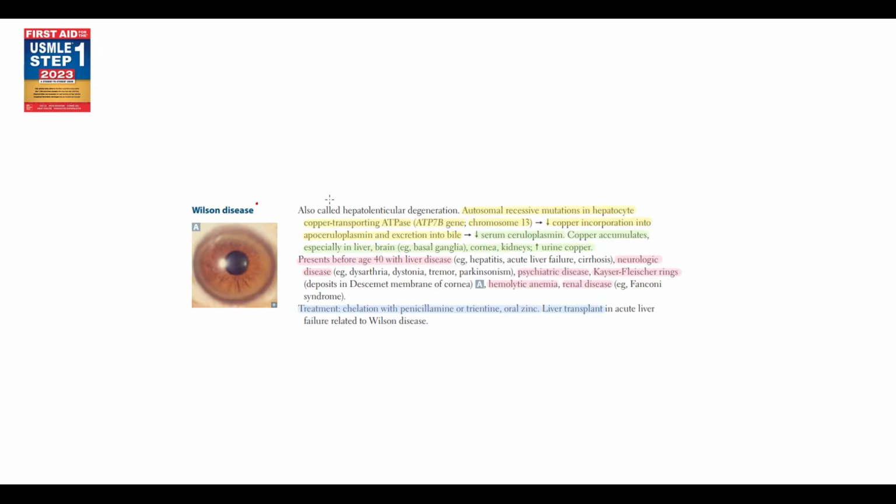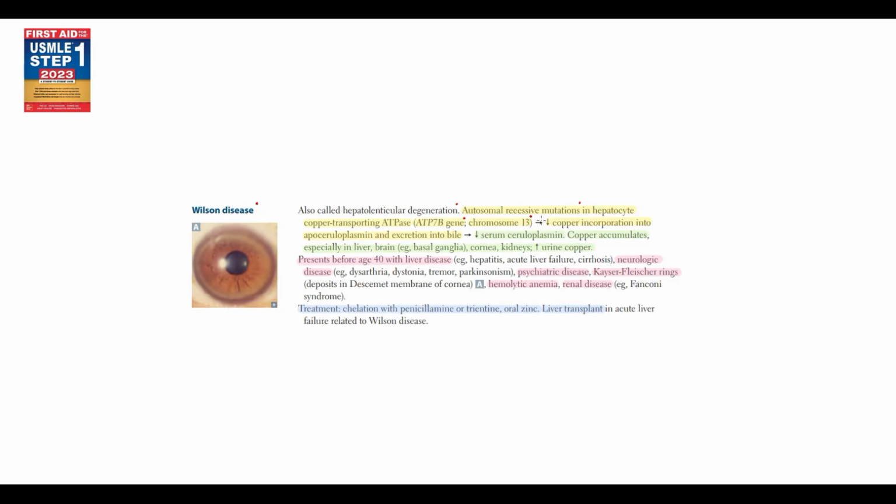Wilson disease, also called hepatolenticular degeneration, is caused by an autosomal recessive mutation in a gene which encodes a copper-transporting protein. This gene is called the ATP7B gene, and it is located on chromosome 13. With the mutation, the gene stops working, and as a result, we cannot produce the copper-transporting protein.